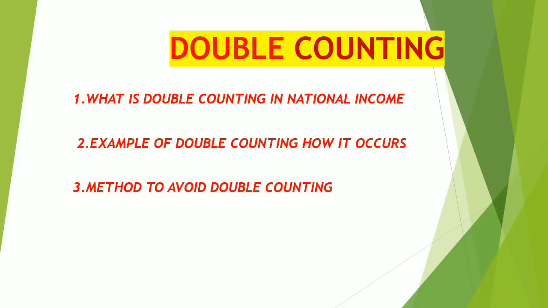So in this video we are going to do a topic on double counting, which is a part of national income calculation. We are going to see what is double counting in national income. The second is an example of double counting and how it occurs, and the method to avoid double counting. So let's start this video.